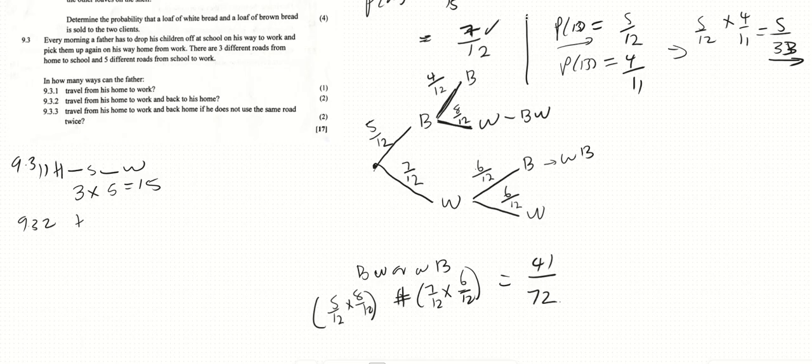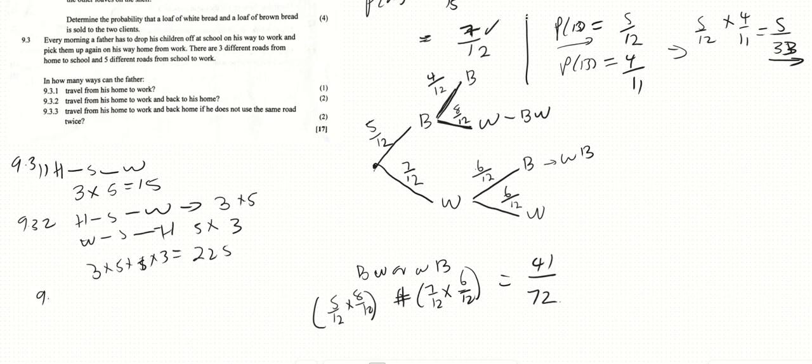Now let's look at this: home to school, school to work, then work to school, and school to home. Let's start with the first. How many roads from home to school? 3. How many roads from school to work? 5. Then how many roads from work to school? 5. How many roads from school to home? 3. So this is 3 by 5 by 5 by 3, which is 225 ways of travel.